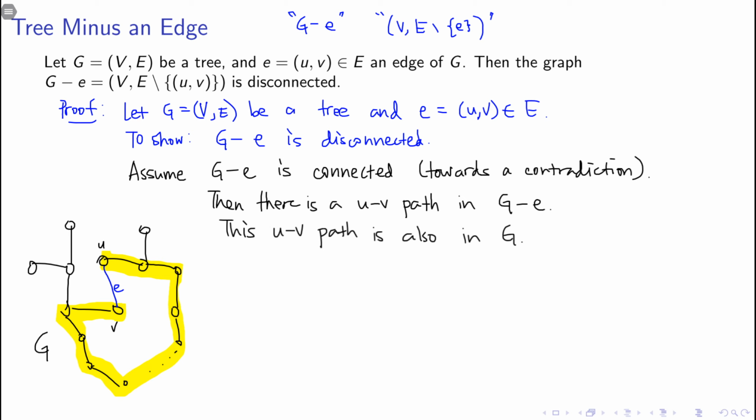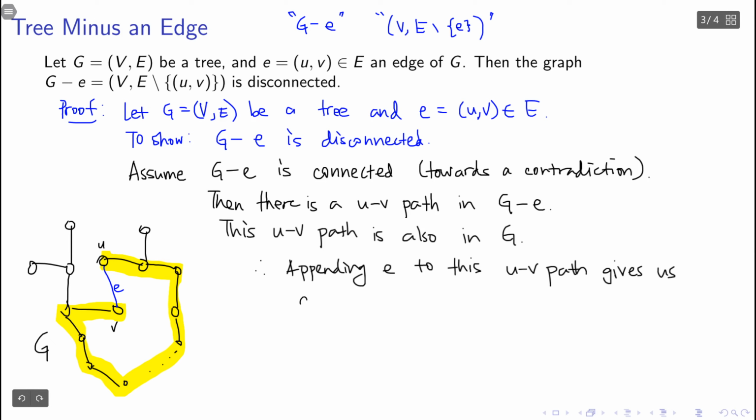So, therefore, we add E to that UV path. And it gives us a cycle in the original graph. And that's your contradiction. Contradicting the assumption, or let's just say contradicting that G was a tree to begin with.